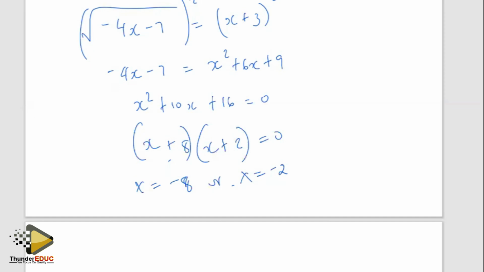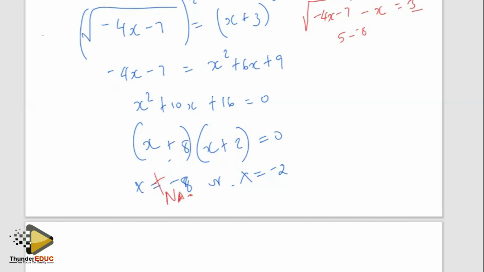But that's not the last step, because remember, after getting these answers, we need to test the values. So originally we had the square root of negative 4x minus 7, minus x should give us a 3. Let's start with negative 8. So negative 4 times negative 8 gives me a positive 32. When I subtract 7, I'll get 25. We know that the square root of 25 is 5. Then I'm subtracting negative 8, so this is going to give me 13, which is not 3. So this is crossed out, it's not a solution.